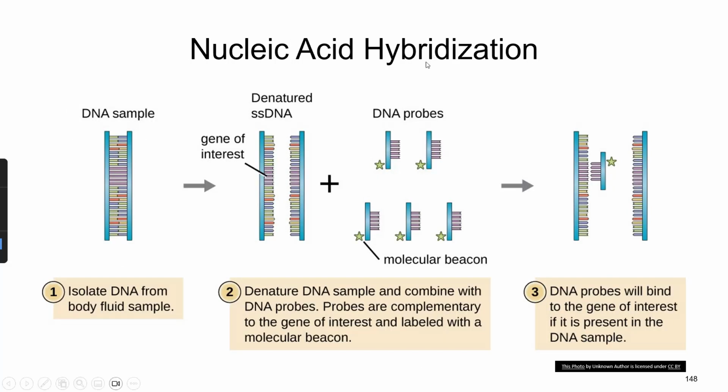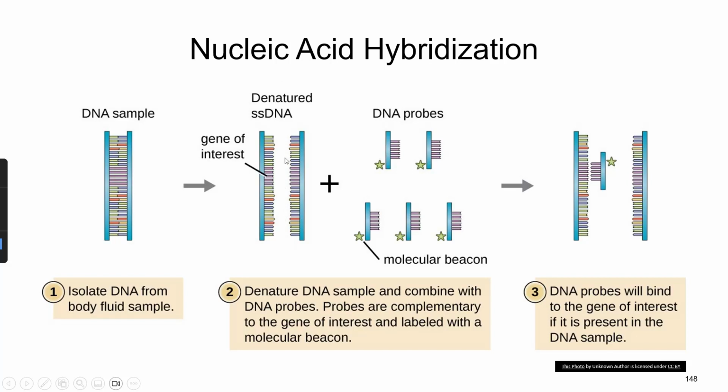So here is just the steps. We have our double-stranded DNA. This is from our organism that we're trying to evaluate. Then we have the gene of interest within that double-stranded DNA. So in order to get the probes to stick to the DNA, we need to separate those strands. So we're going to denature it. Denaturing just means to separate the strands.